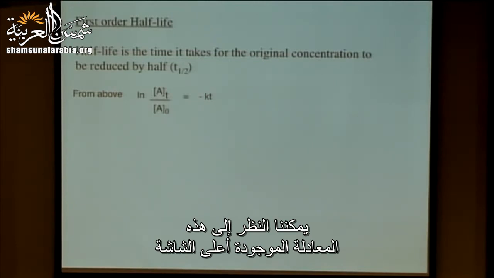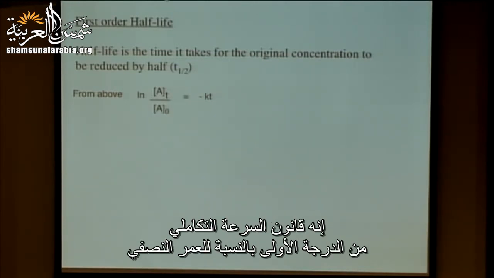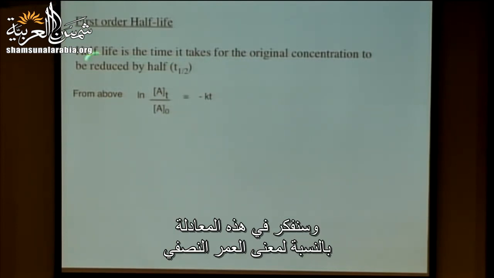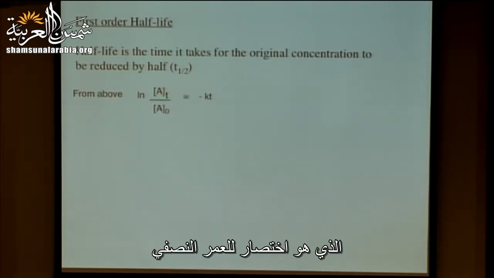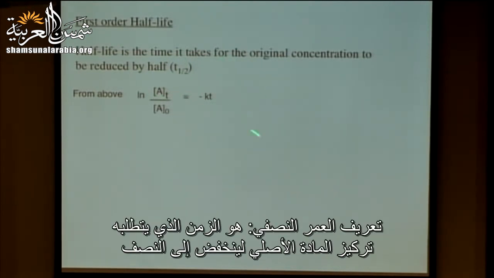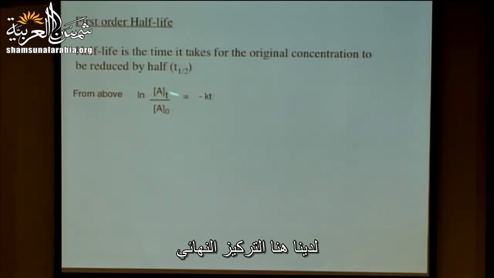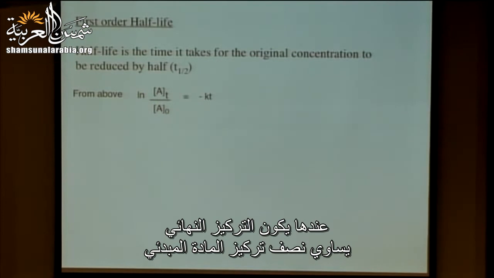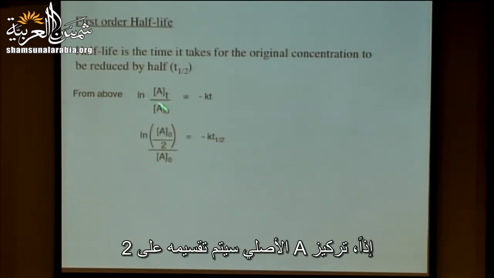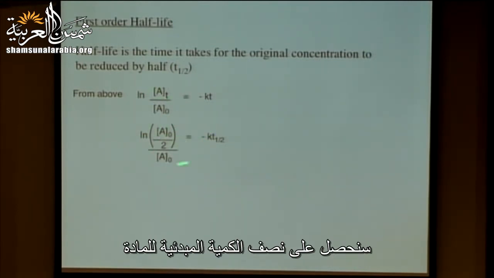So we can look at an equation that we had up above for our integrated first-order rate law, and we can think about this in terms of a half-life expression. So here, t has a particular special meaning. We have t one-half, which is the abbreviation for half-life. Half-life, by definition, is the amount of time it takes for the original concentration to be reduced by half. So here we have our final concentration of A at a time t. When we're talking about half-life, we're going to have half as much as we had when we started. So our [A]t is going to be our original divided by 2, half the amount we had in the beginning.